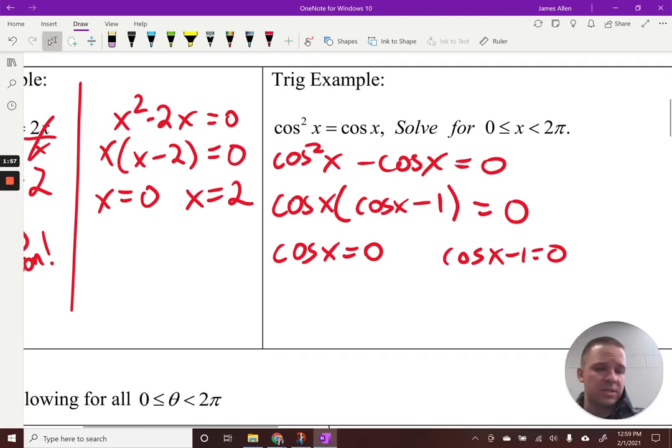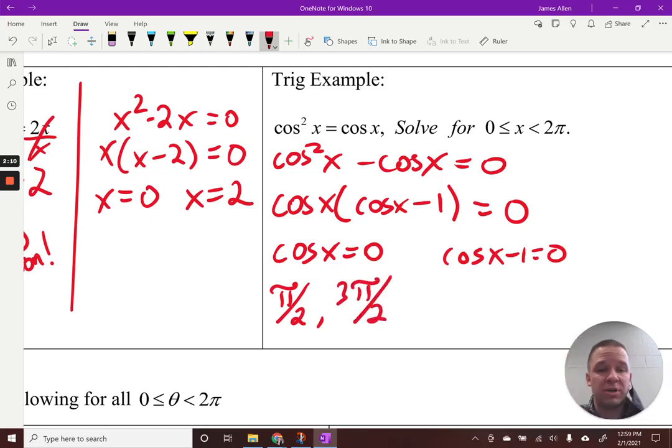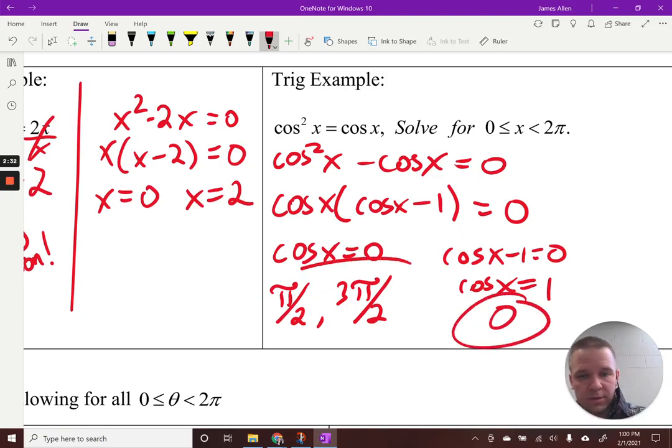Boom. Now when I solve this, we have to think, for what angle does cosine equal 0? Well, that would be up at pi over 2 and at 3 pi over 2. It's our quadrantal, right? It's our x coordinate, so it's 0, 1 up at that top one, and then 0, negative 1 for the 3 pi over 2. All right, for our other one, when is cosine of x going to equal 1? Well, that would be at 0. It's going to be 1 at 0, and then at pi, it's going to be negative 1. So 0 would be my answer here. So these are my 3 solutions for this problem here.